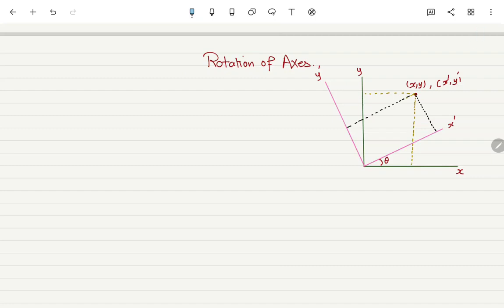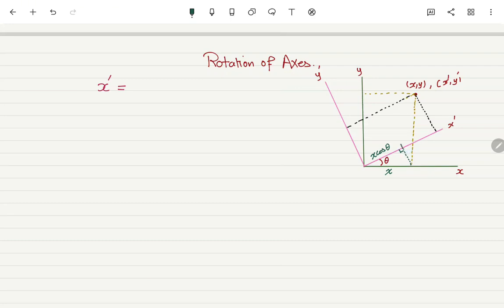So let's find the relation between x prime and x. So x prime in this case equal, if this is theta here and this angle here is 90 degrees, and this is a right angle triangle. Now cosine theta is equal to this part here divided by this one here. And remember, this one here is the intercept for x. This one is x. So this one will be x cosine theta.